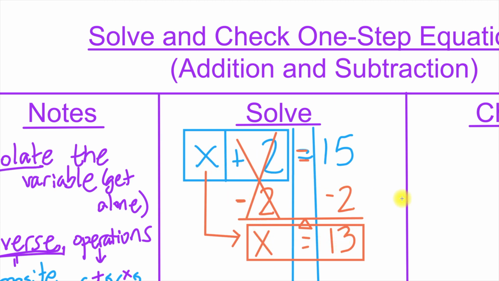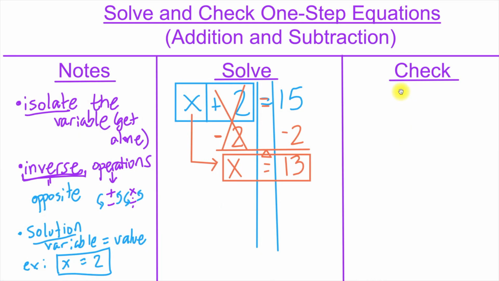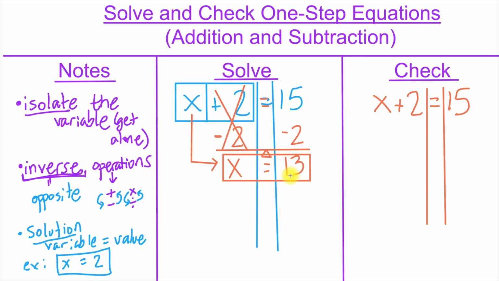Now, when we do our check, we're going to start it the same exact way that we had the equation. We'll start with x plus 2 equals 15. With a check, all you have to do is make sure the left side of the equation equals the right side of the equation. But we can drop bars again. Our goal this time is to see if the left side equals the right side after we plug in this solution that we found.